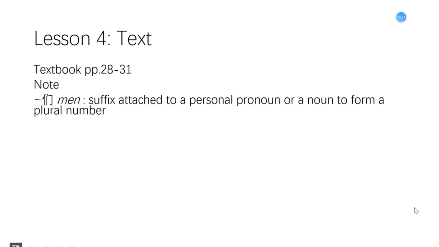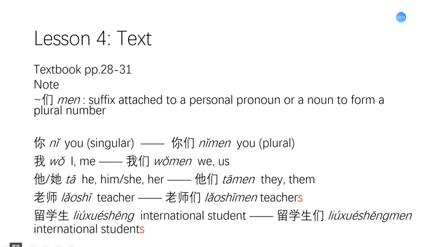Okay, so let's see these examples. We have learned pronouns like 你 and 我. 你 means you, and in Chinese this you is singular. It's just one person. And 我 means I or me, okay?